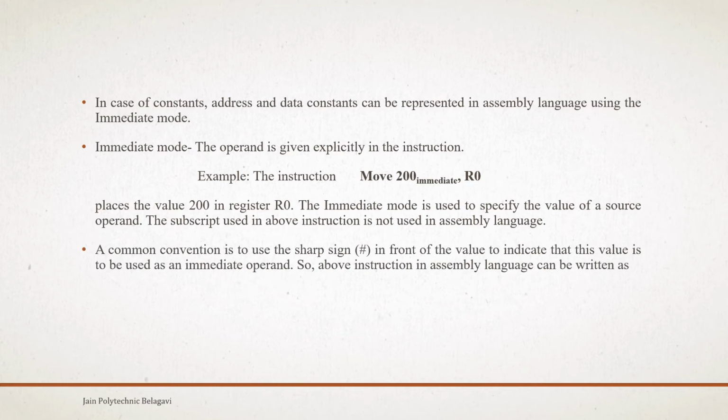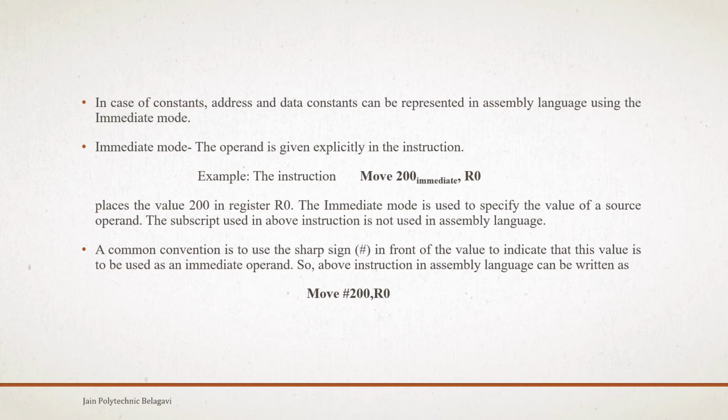Now, instead of using the subscript immediate, there is a common convention to use a sharp sign in front of the value to indicate that this value will be used as an immediate operand. So this move 200 immediate comma R0 can also be written as move hash 200 comma R0.